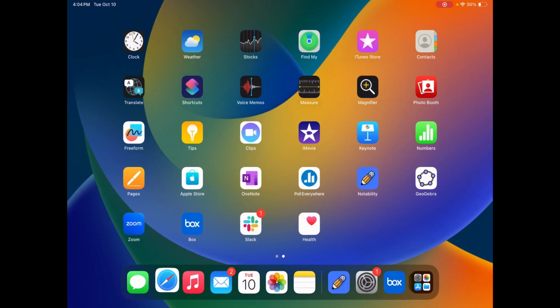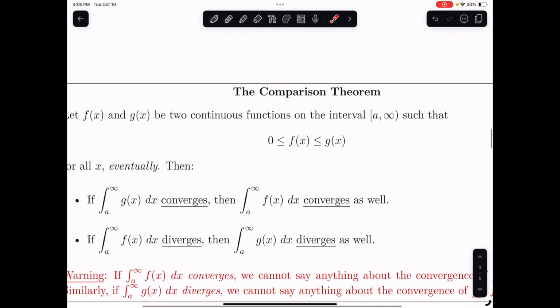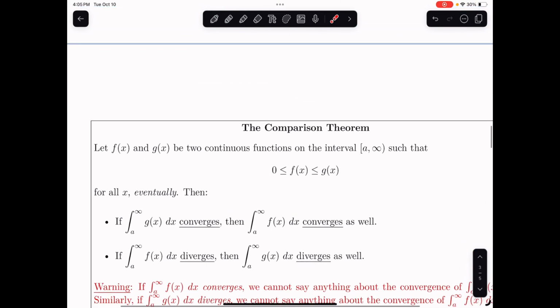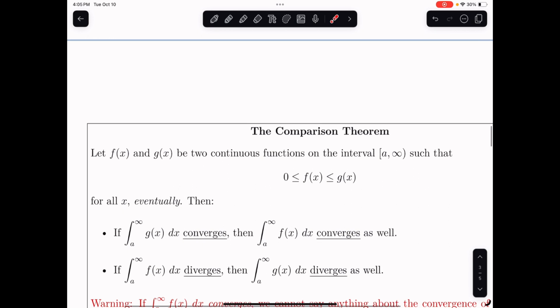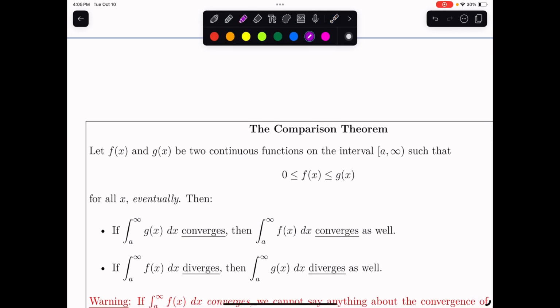So I'm going to go back to my notes here. So let's say we have two functions. I have this on the comparison theorem page in the notes. Let's say f of x and g of x are two continuous functions. And what we know about these two continuous functions is that they are continuous on the interval from a to infinity. So they start at some point a and go all the way to infinity. So in this case, it's going from 1 to infinity.